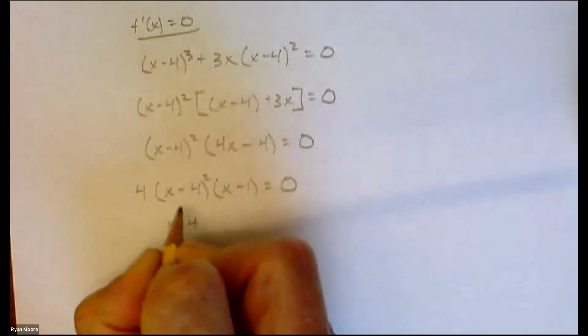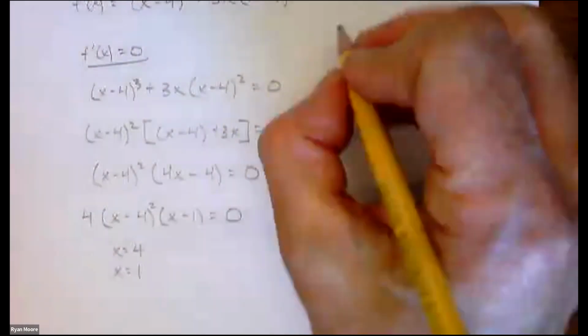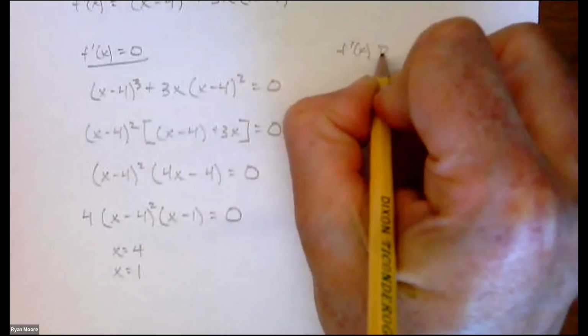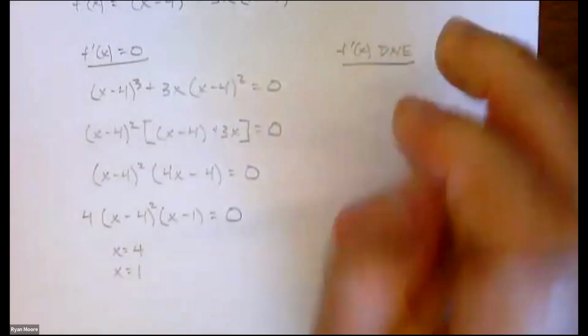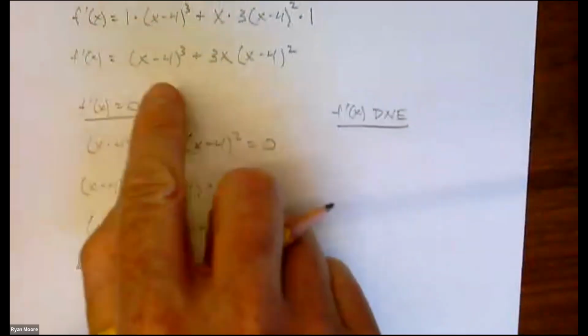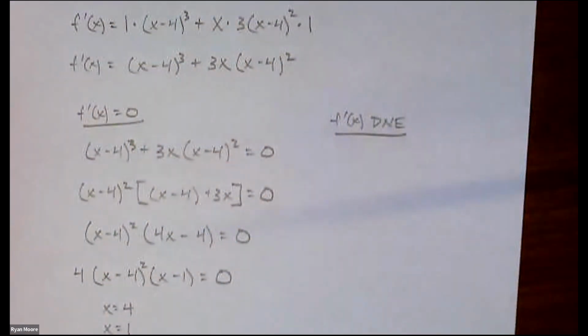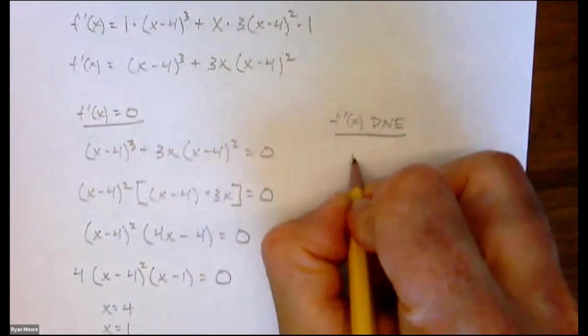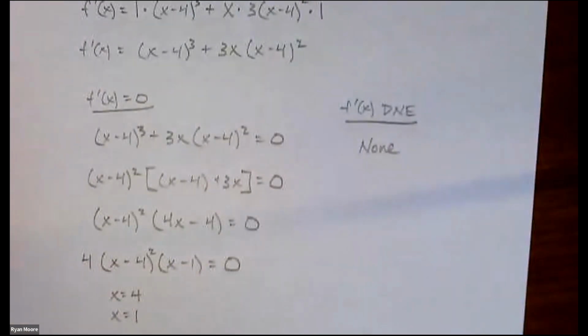Okay, solving this, we've got two solutions: x equals 4 and x equals 1. Nice. All right, how about where f prime of x is DNE? Well, again, with this derivative we're never going to be dividing by 0, which is really what we're looking for. So that's a none. Doesn't happen here. Okay, so we got our two criticals. So far, so good.